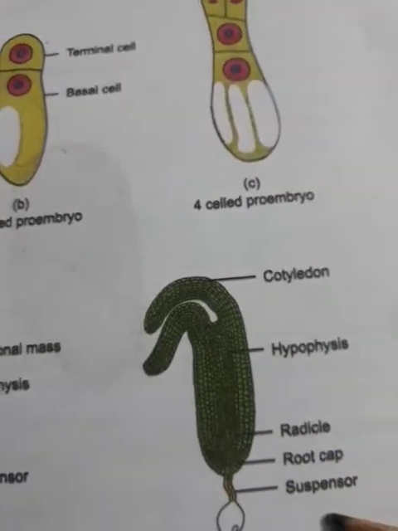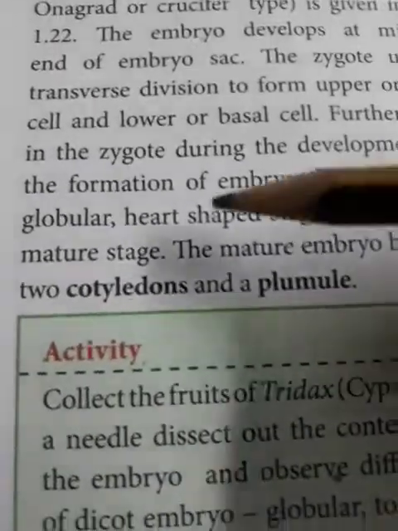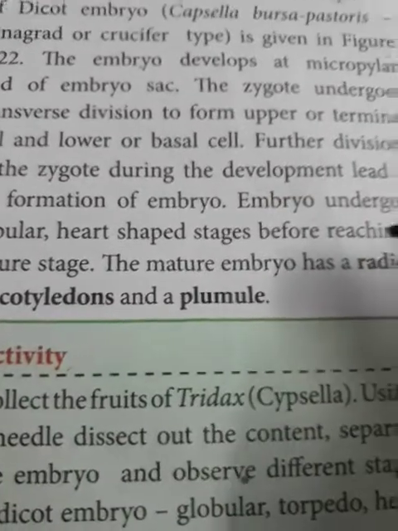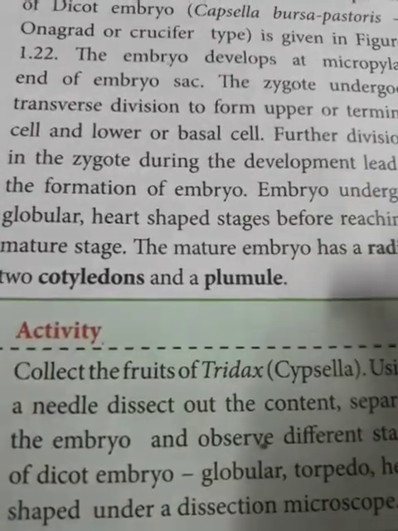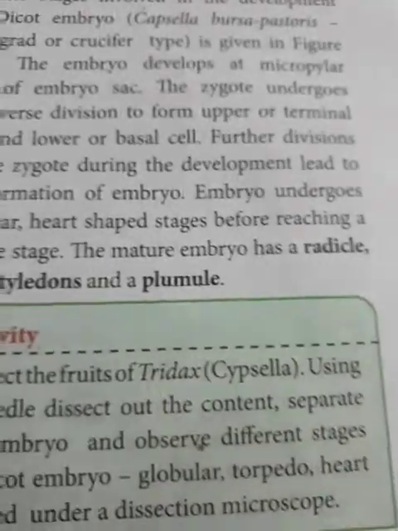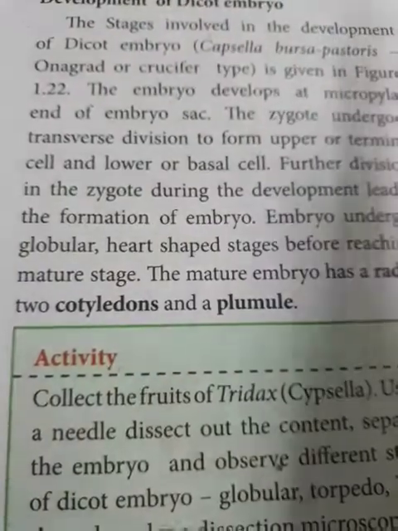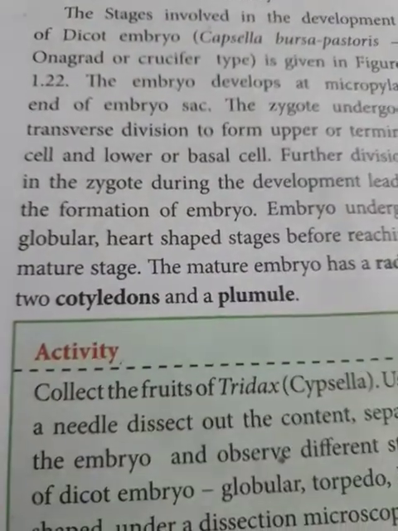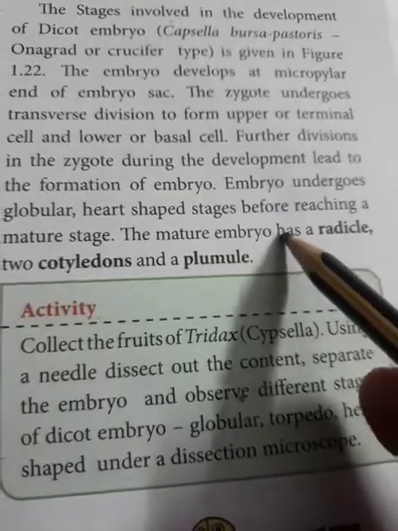So during the development of the embryo, it takes different shapes. What are the shapes? Maybe globular, maybe heart-shaped stages before reaching the mature stage. The mature embryo will have the radicle, two cotyledons as it is a dicot seed, and the third one is called the plumule. These three parts. So what are the three parts in a mature embryo?